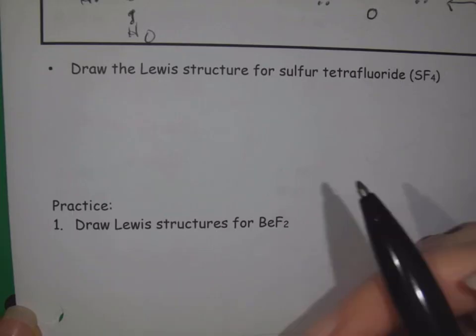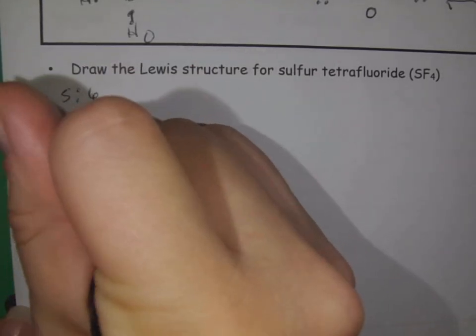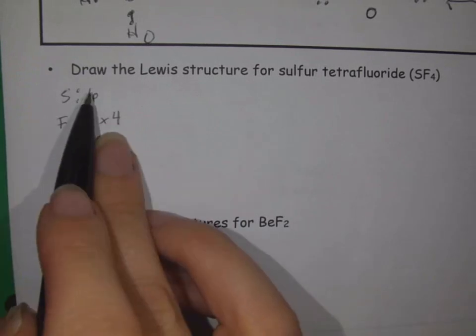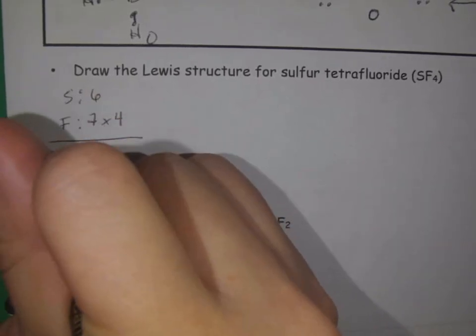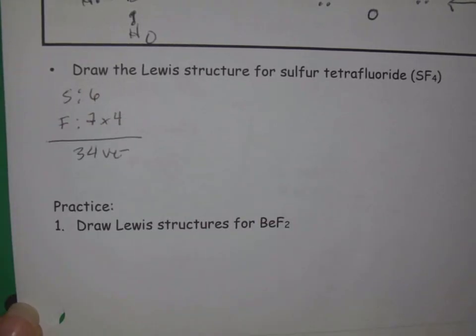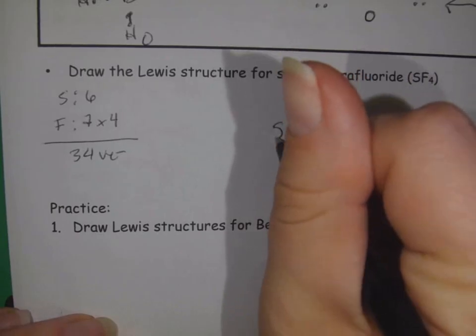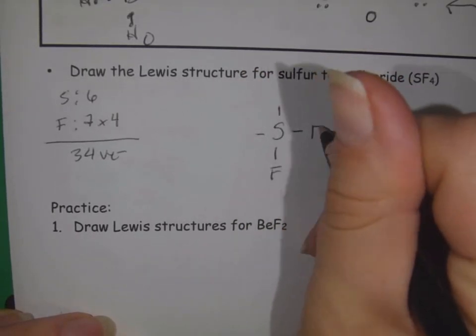So sulfur, we know, has 6 valence electrons. Fluorines have 7 valence electrons, and there's 4 of those in there. Okay, so 28 plus 6 more, 34 valence electrons. Step 2 is we draw the skeleton structure. So I'm going to put sulfur in the middle and put my fluorines on the outside.